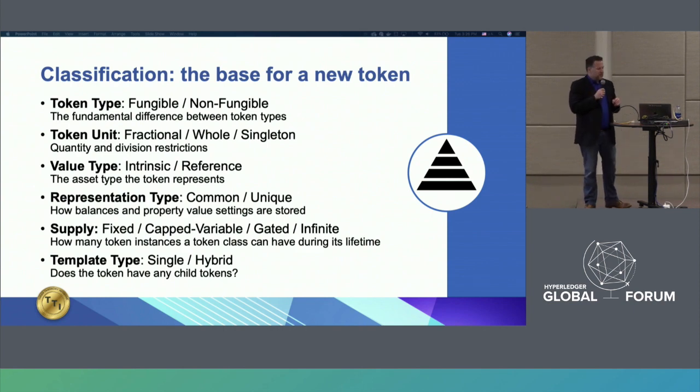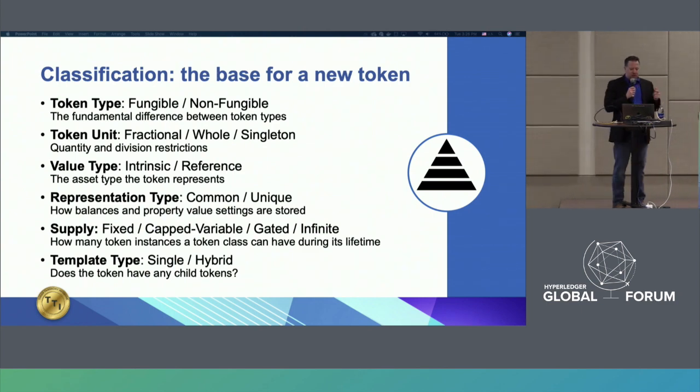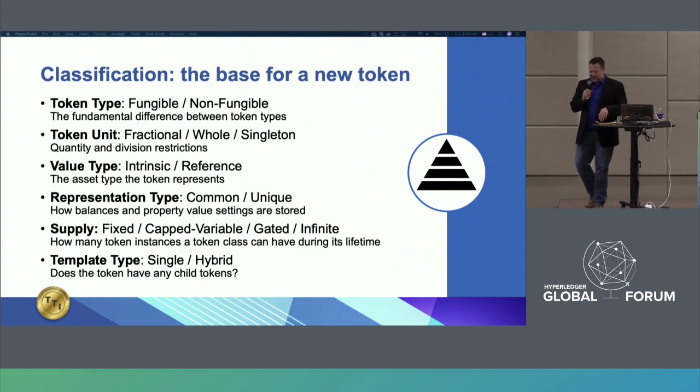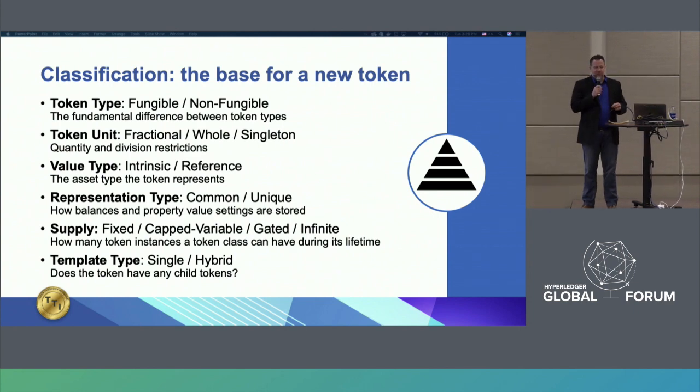Then we have token units. Token unit is fractional, whole, or singleton. These can be a little bit confusing, but fractional tokens are divisible, meaning I can make change. If I have a whole number, one token, and I need to have 0.35 tokens, that token is said to be divisible. Whereas whole tokens are indivisible, meaning they can only be whole numbers. So certain tokens make no sense to have subdivided portions of that token. And a singleton is sort of a unique definition where there's one and only one in the class.